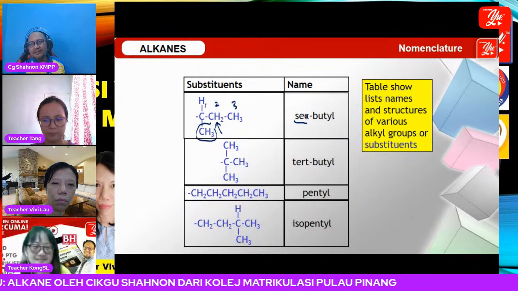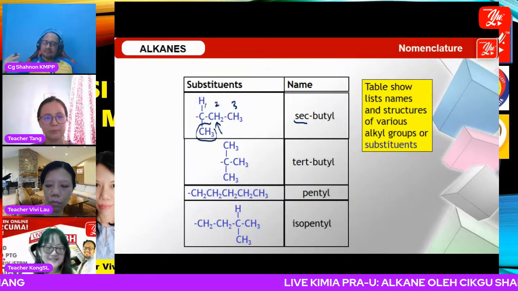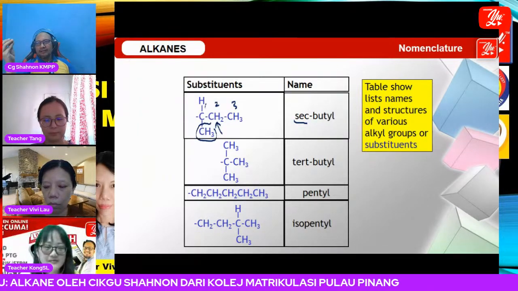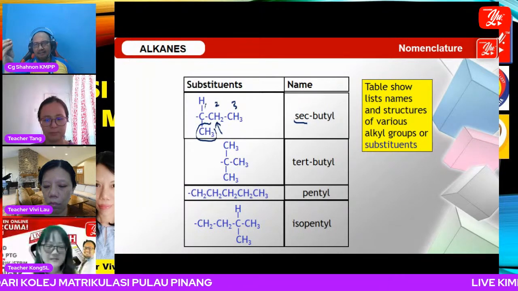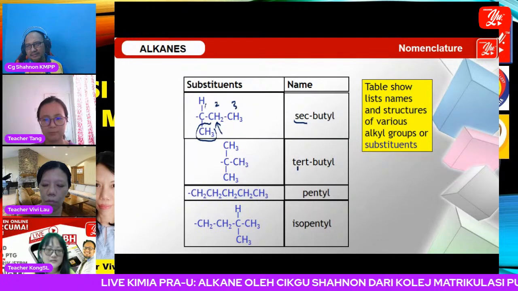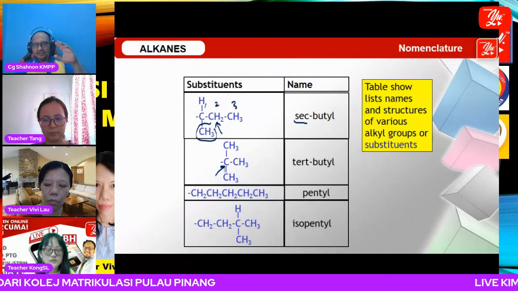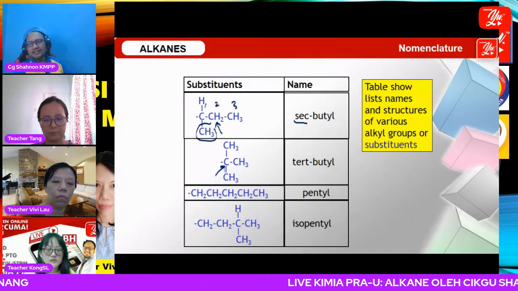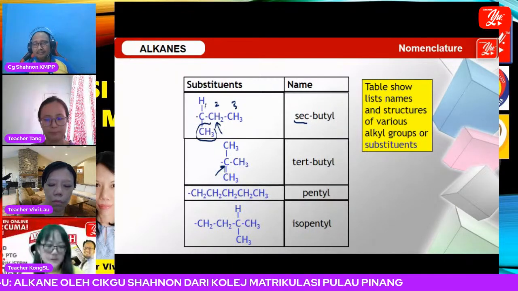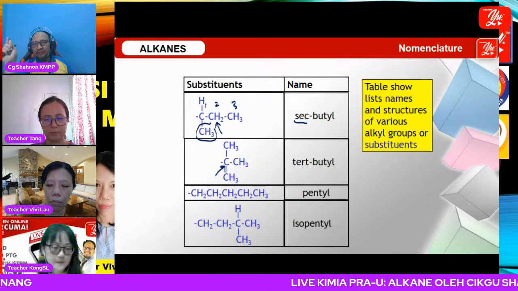The sec in sec-butyl actually stands for secondary. Carbon number 1 is a secondary carbon, maybe because of that the name is sec-butyl. It has 4 carbons, 1, 2, 3, 4, and the carbon directly attached to the parent chain has a branch, secondary, so sec-butyl. The fourth one is tert-butyl, because the carbon directly attached to the main chain or parent chain is a tertiary carbon. So for four carbon as an alkyl, we have 4 types of butyl: butyl or N-butyl, isobutyl, sec-butyl, and tert-butyl.